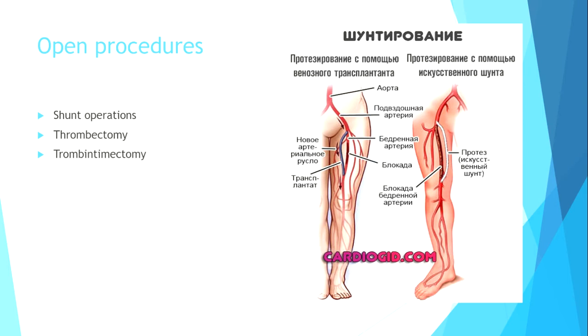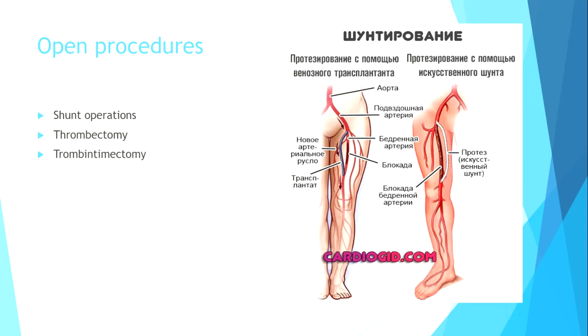Open procedures. Shunt operations. We see on the picture two shunts. First, made from the vessel, it is a vein, and the second one is an artificial prosthesis. Another type of procedure is thrombectomy and endarterectomy. When we perform thrombectomy, we make an incision on the arterial wall, insert a special catheter into the lumen of the artery, and destroy or take out the thrombus.